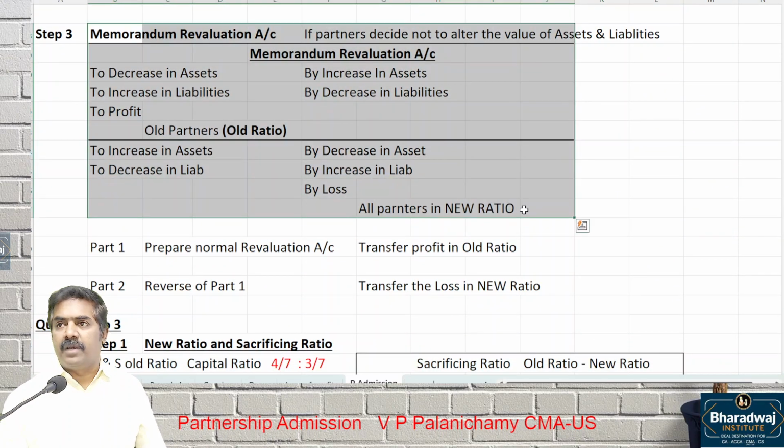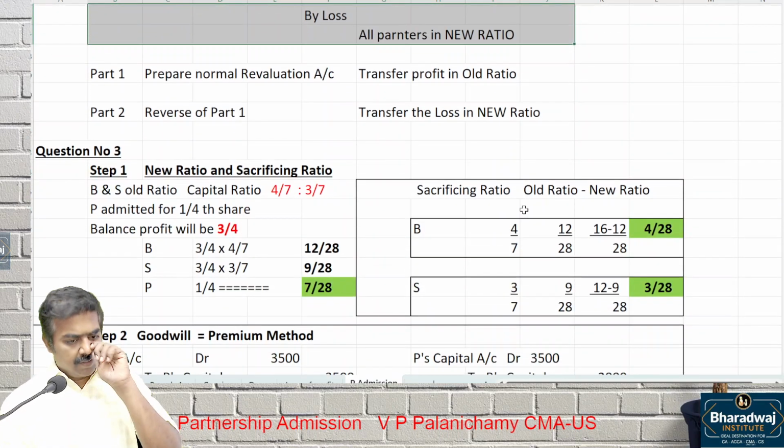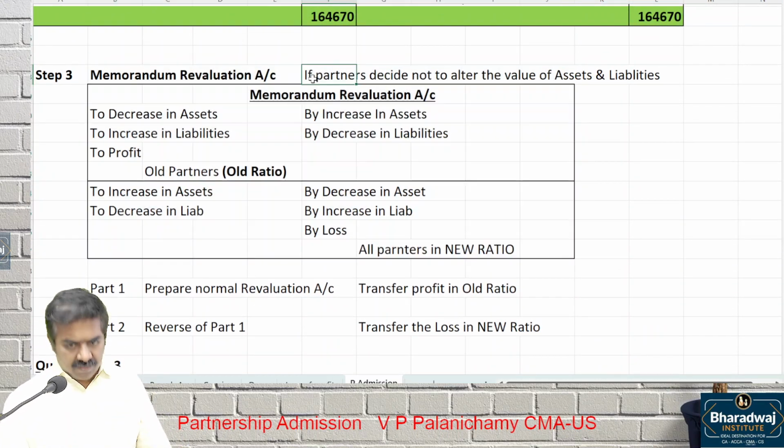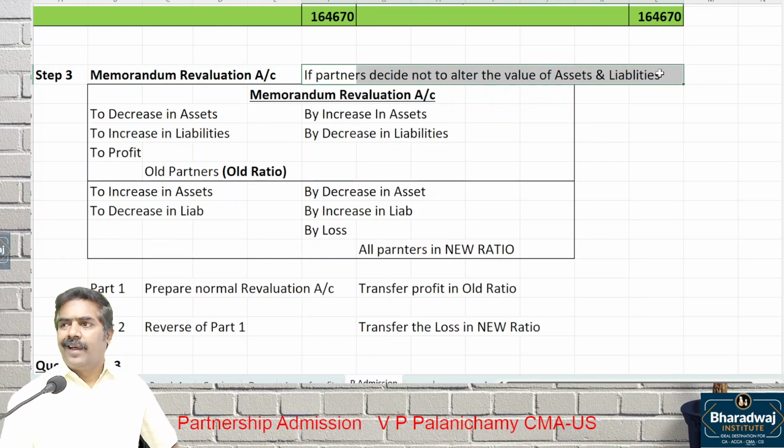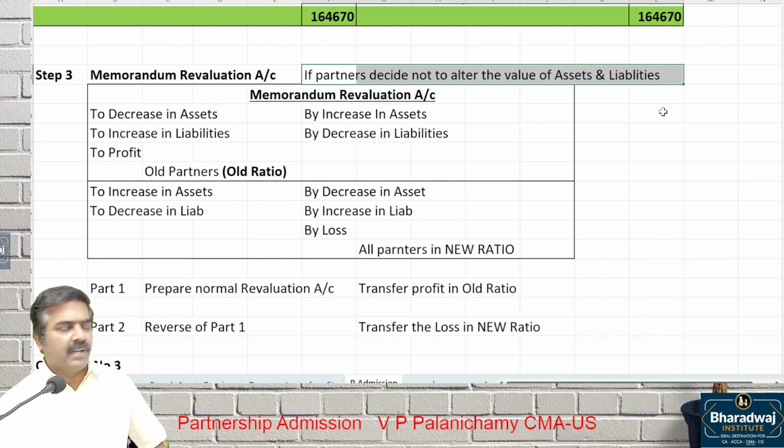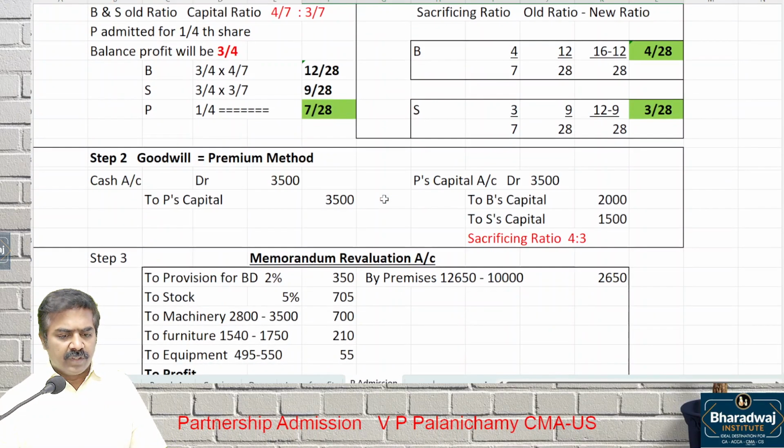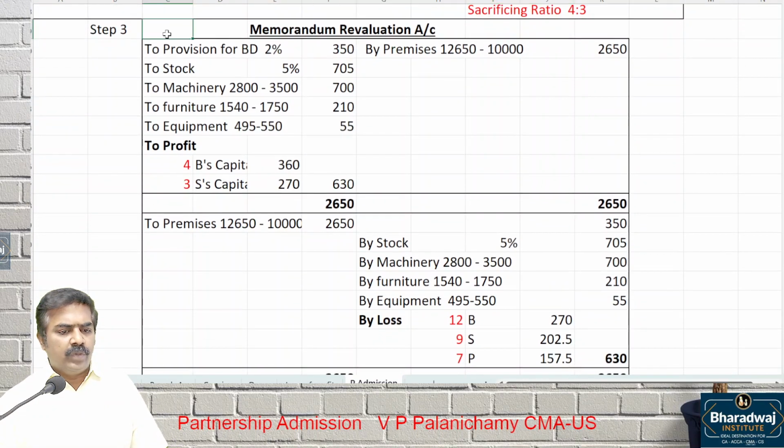When to do memorandum revaluation account? When it is given. Yes, partners do not want to alter what? Assets and liabilities, which means you go by which method? Memorandum revaluation method. Then, yes, we have done.